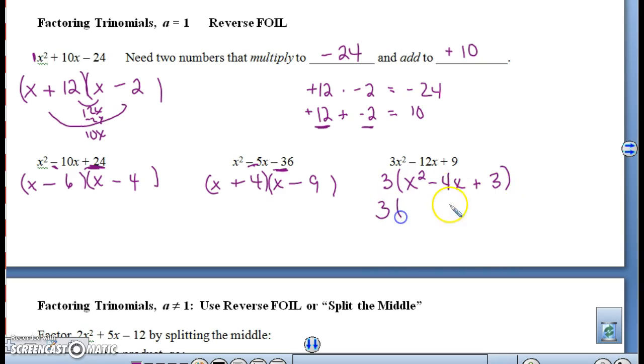So let's try. Double bubbles, x and x. This is plus 3, and it has to add up to negative 4, so it's going to be minus minus, and it's got to be 3 and 1. And that is completely factored by reverse FOIL. So if you can GCF something, take it out.